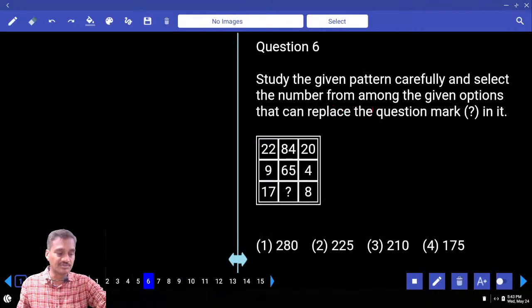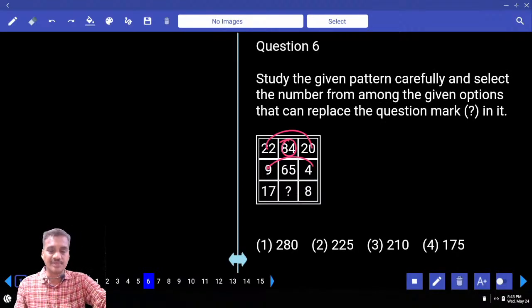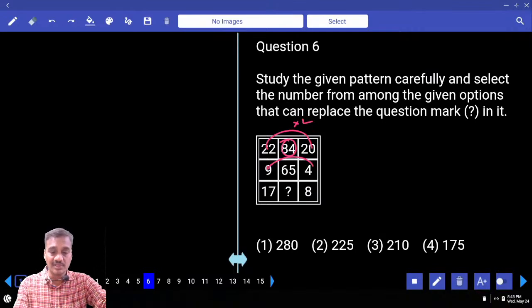Then coming to question number 6. Now 22 plus 20 is how much? 42. 42 into 2 is 84. And 9 plus 4, 13. 13 into how much? 5. Here, why 5? Here we did into 2, and here 5. The difference between these two numbers. What is the difference we have? And the difference is 2.